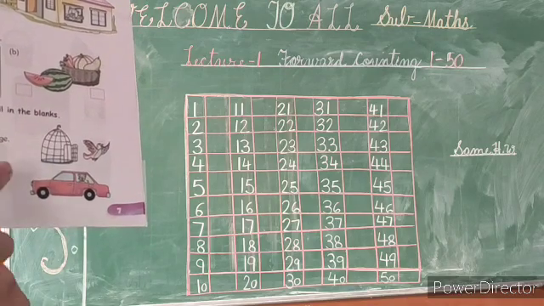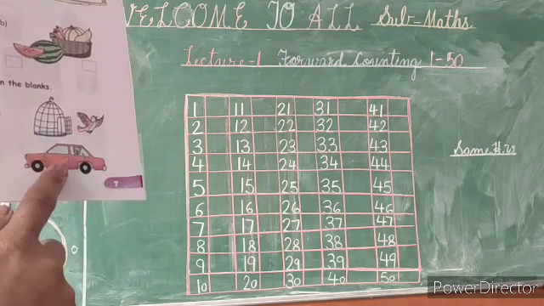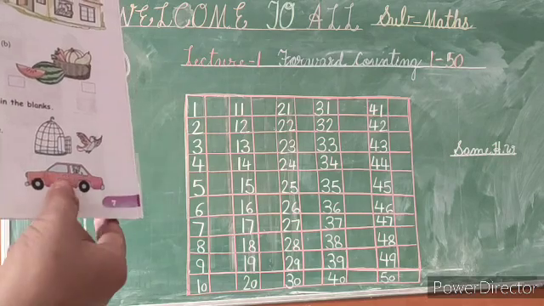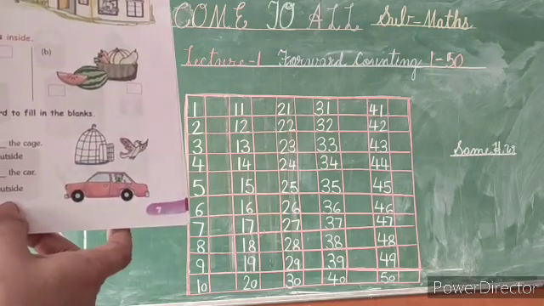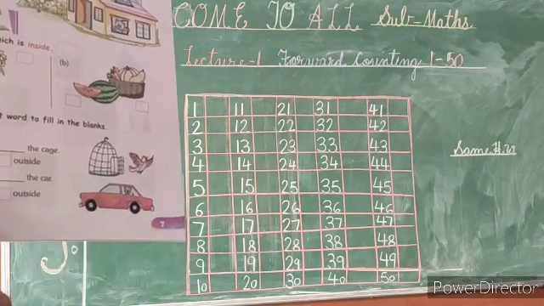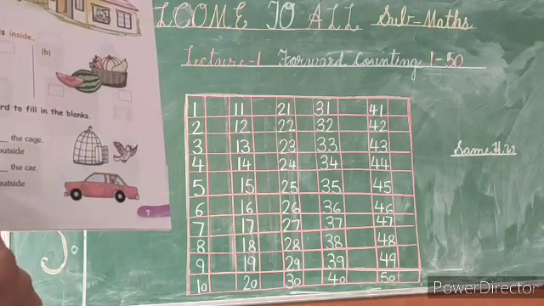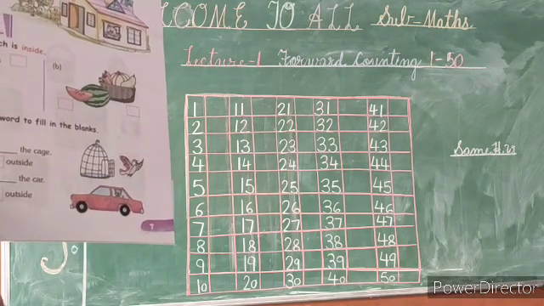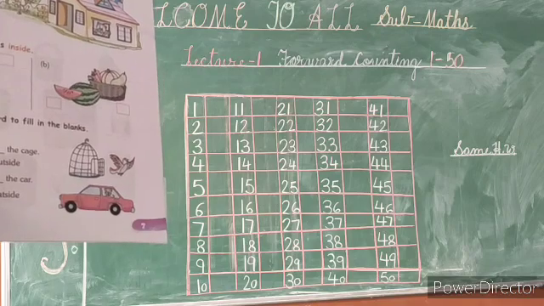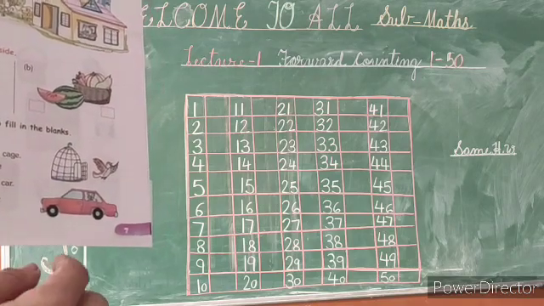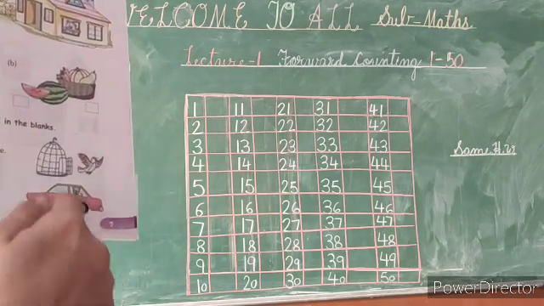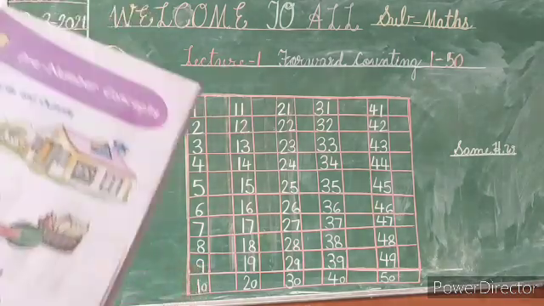The dog is the car. Inside or outside? The dog, is it inside the car or outside? The dog is inside. So we will put the tick in the inside column. You have completed page number 7 in your homework.